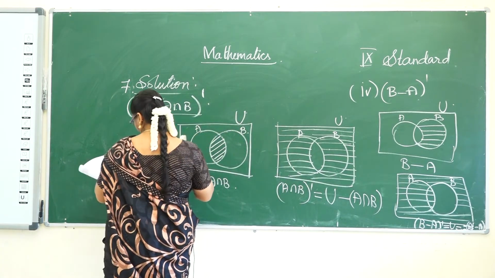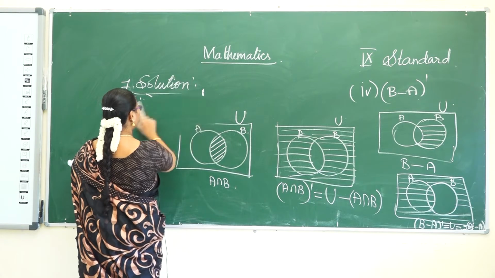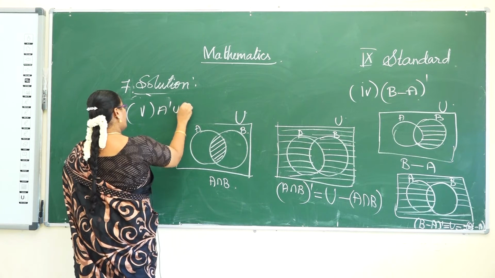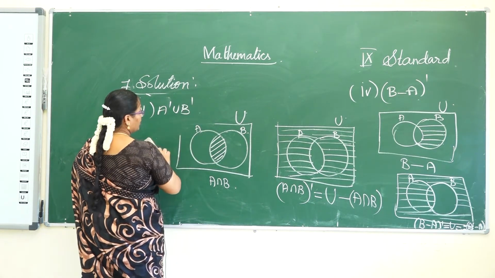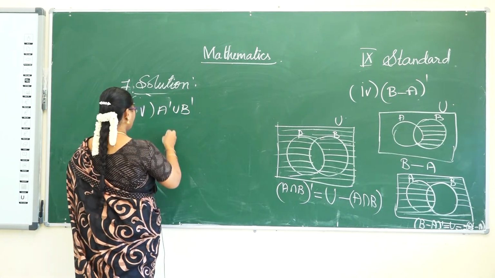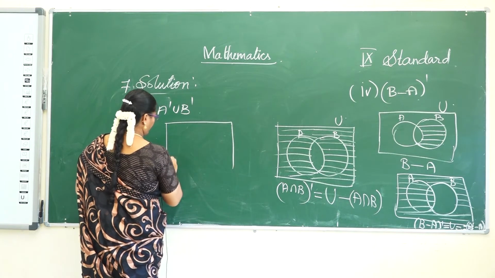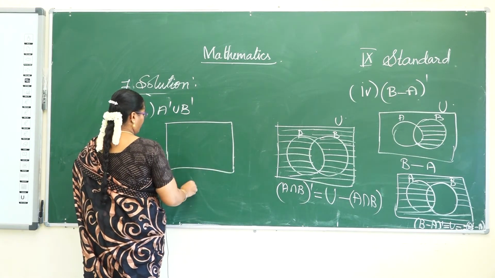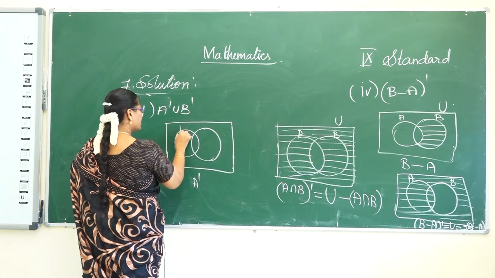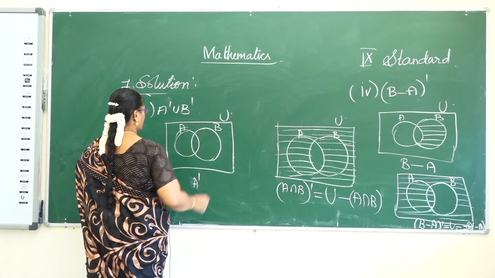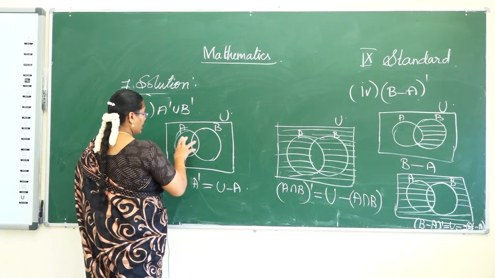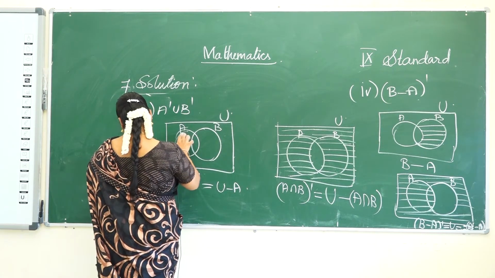Okay. And next, the fifth problem. A dash union B dash, that is, A complement and B complement. First draw A complement. How do you draw it? In the overlapping of two sets A, B. So the inverse set is U difference of A, except A.